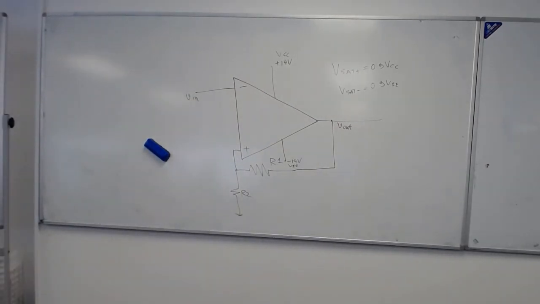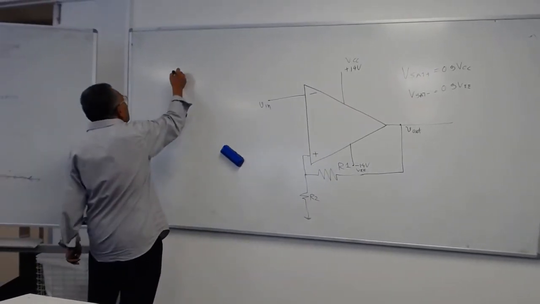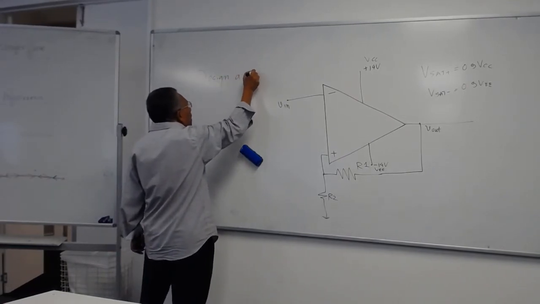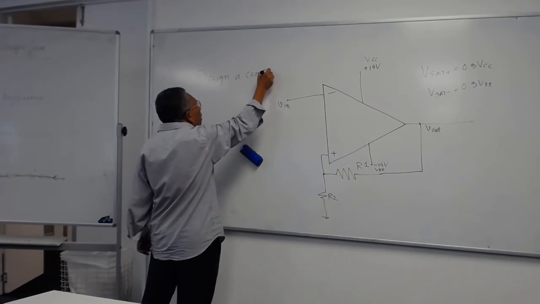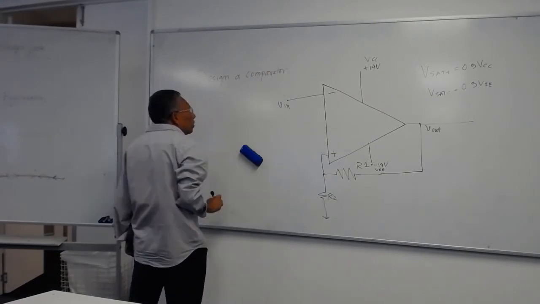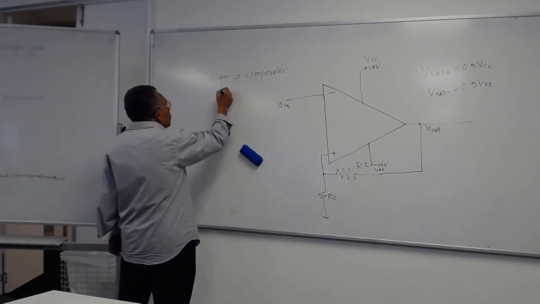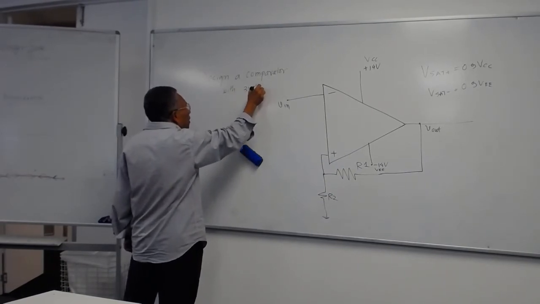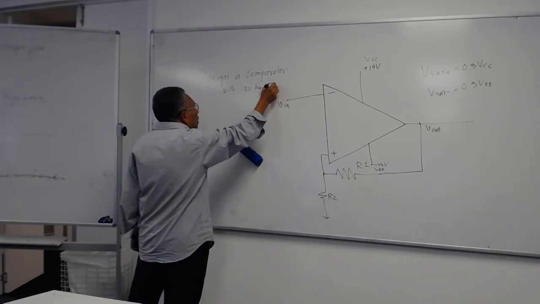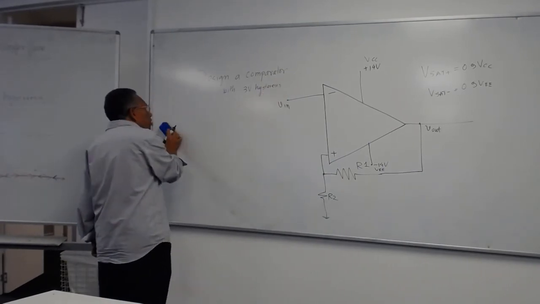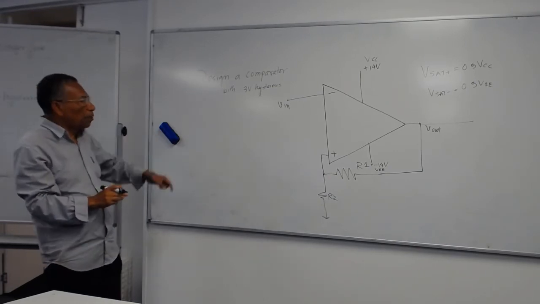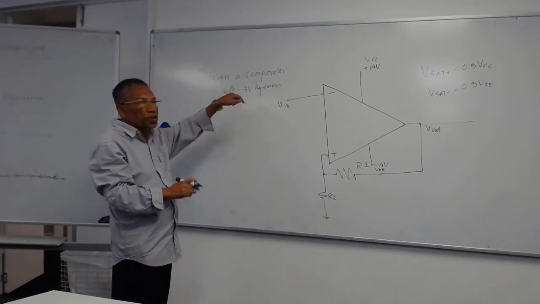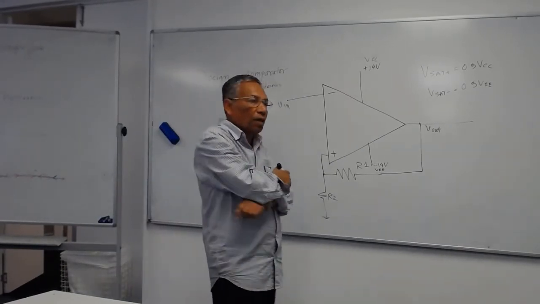Okay, so now the question is: design a comparator with this circuit with 3 volt hysteresis. Okay, the hysteresis is 3 volts. So design the comparator; you have to find the values of R1 and R2 for 3 volt hysteresis. Okay?